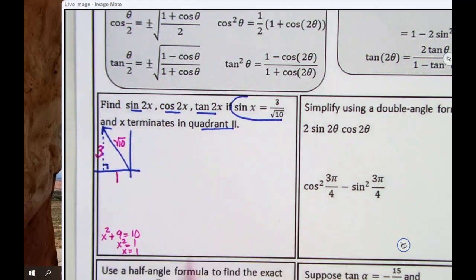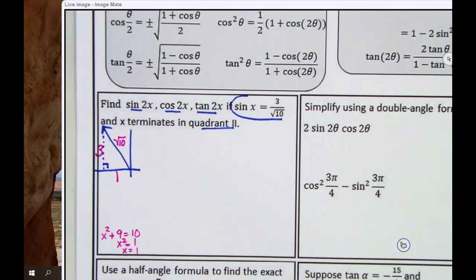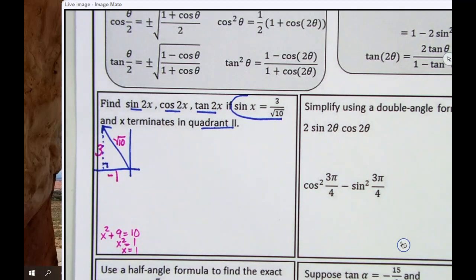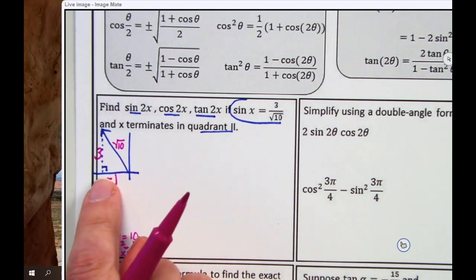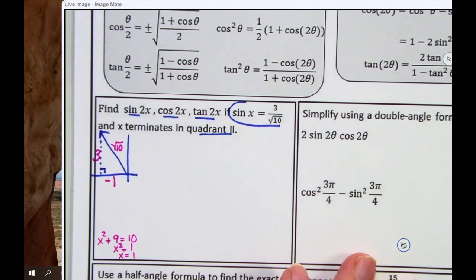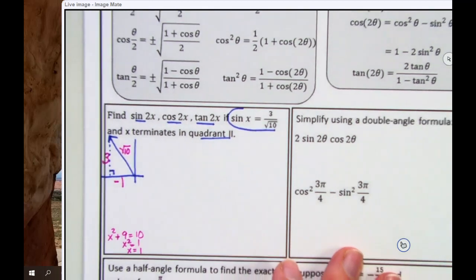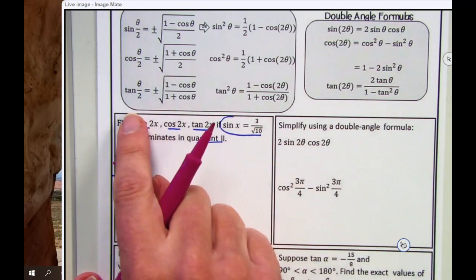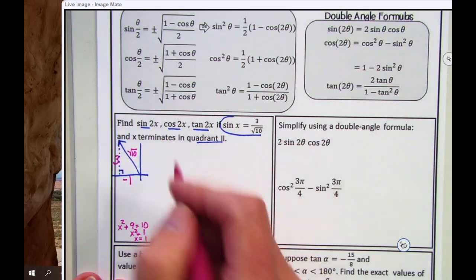And what do you know about the sign on that 1? Positive or negative? Negative, good. We're on the left-hand side of the x-axis. That's what makes it negative. Now that we have that information, let me zoom out a little bit so that's in the window for us to look at. I want sine of 2x.